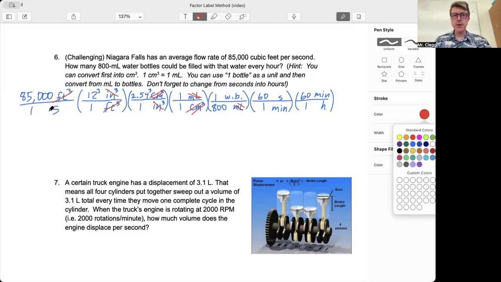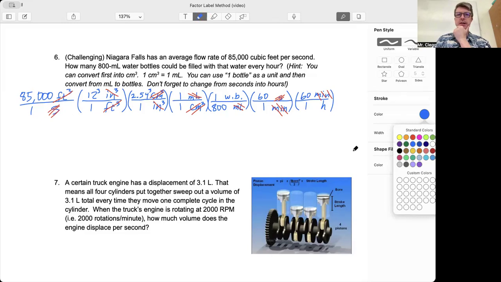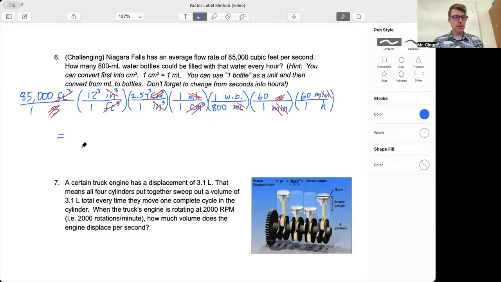Seconds. We're going to have to do a triple slash or something like that. Triple slash seconds. And then we're going to do triple slash the other way, minutes. There we go. A little messy there, but I think we got the idea that what's not slashed out is water bottles per hour. So once we get the calculation done, this is a little bit complicated, but it's not too bad.